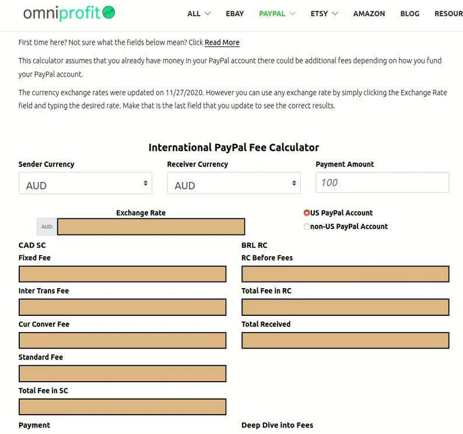Hi, this is OmniProfit, and today we'll be covering the International PayPal Fee Calculator. This will be a tutorial. We'll be walking through a full example and explaining what all the different fields mean.